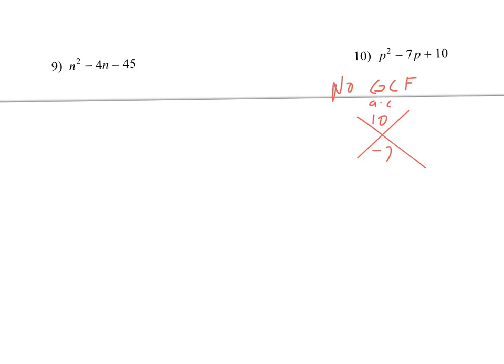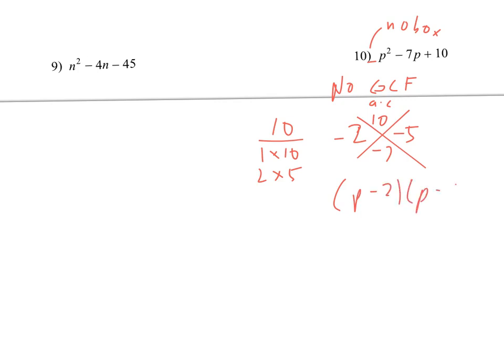Now, since I'm multiplying to a positive, they're going to be the same sign. So I'm thinking about adding them together. So 1 and 10 doesn't work, but 2 and 5 does. But I'd have to make them both negative. So on this one, we don't have a number out front here, so we don't need the box. And so I would just do p minus 2 and then p minus 5, and that's it.